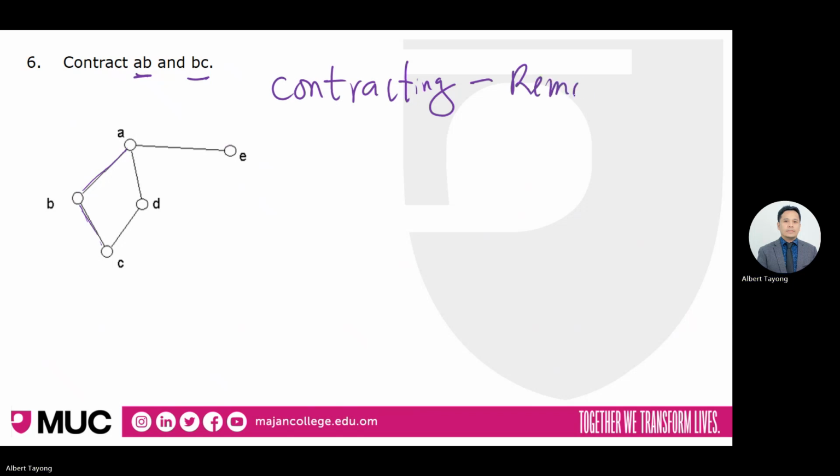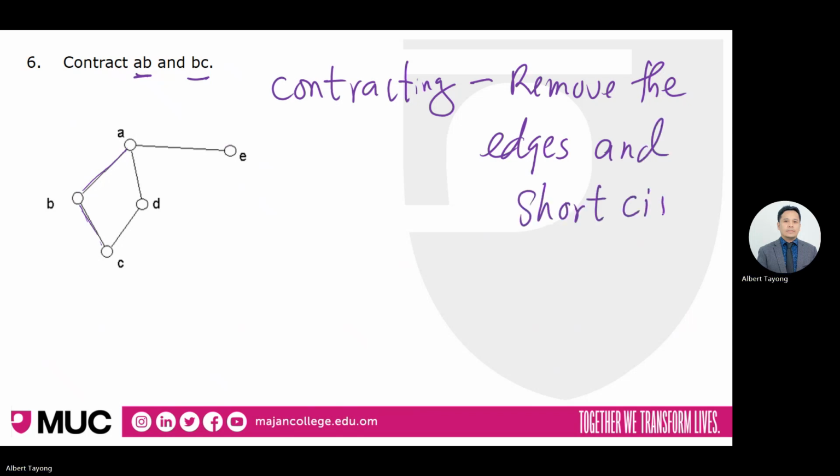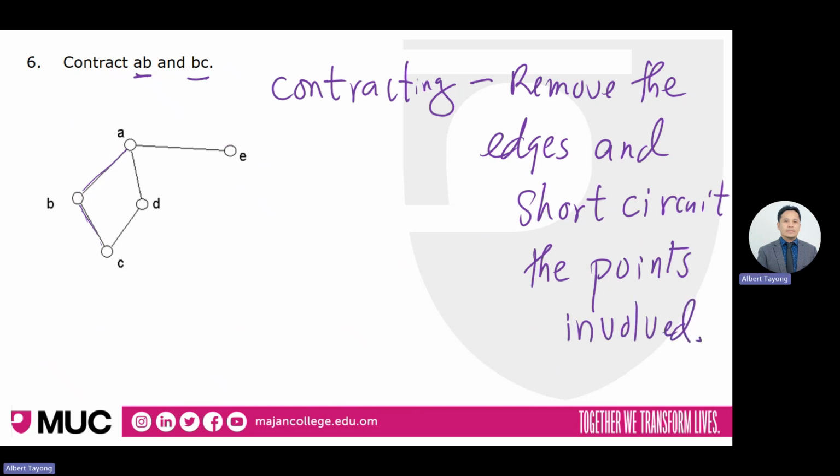Okay, we remove the edges and short circuit the points involved. This is the exact meaning of contracting in graph theory. It means we will remove the edges involved if we have 2 or more, sometimes only one edge. And we are going to short circuit. Short circuit means we're going to combine the points or the vertices involved. Here, if we're going to remove our AB and BC, three points will be affected, okay?